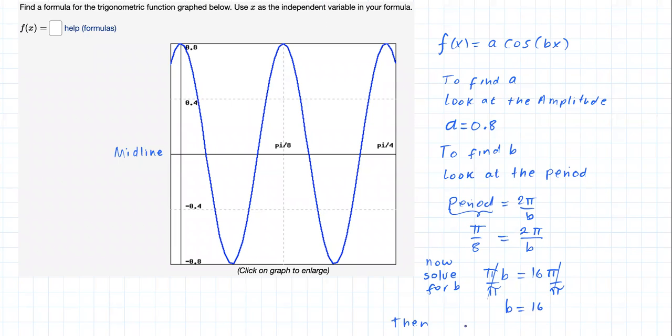Conclusion, then f of x will be equal to A, at A is 0.8, multiplied by cosine of bx, but b is 16, so 16x. Don't forget the parentheses, okay? And this function, when graphed, should give you this graph.